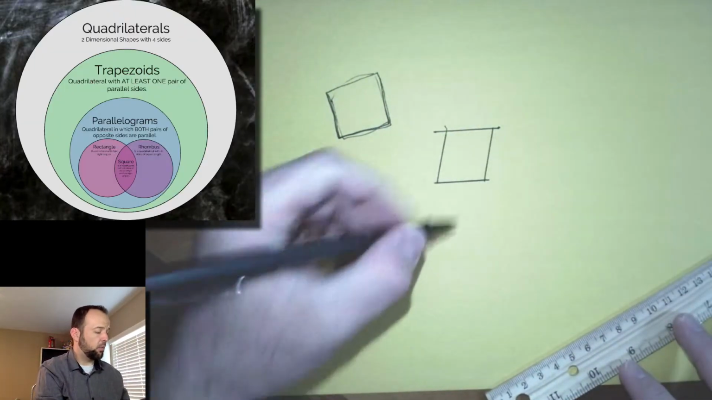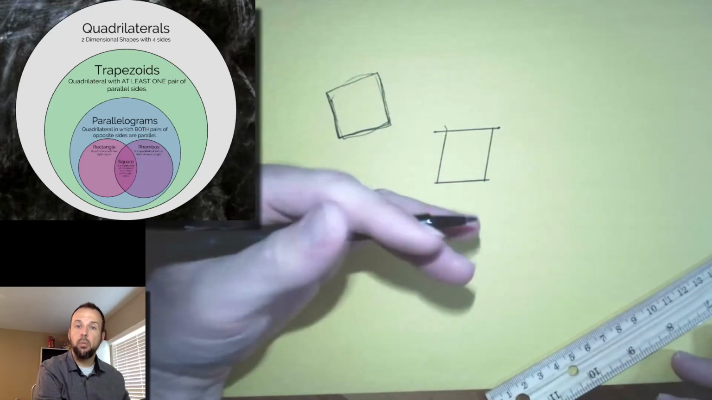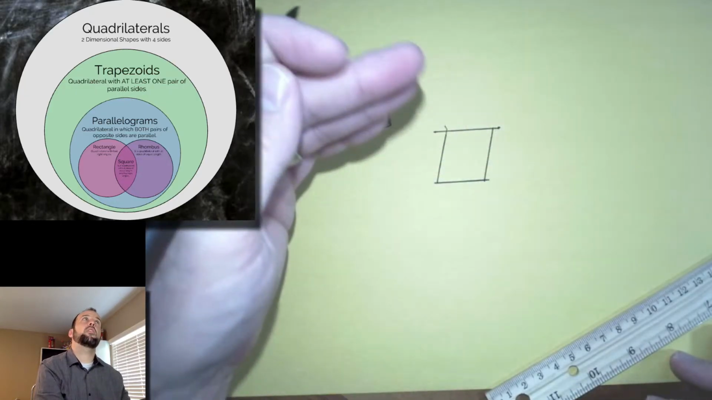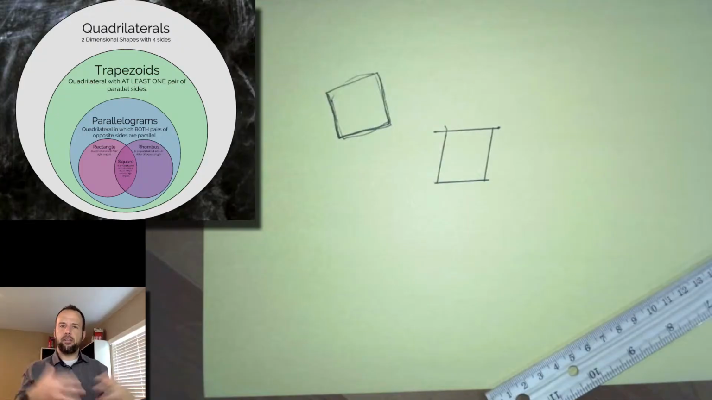So this is a rhombus, which is also a parallelogram, which is also a trapezoid, which is also a quadrilateral. So you can see that it kind of fits into all those categories, but the most specific category we can get to is a rhombus.